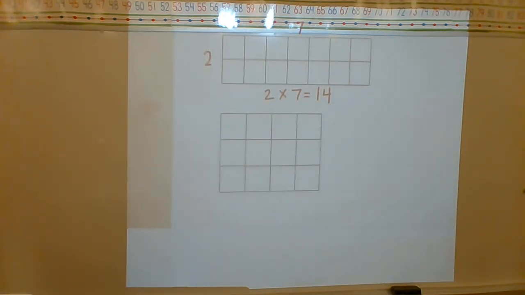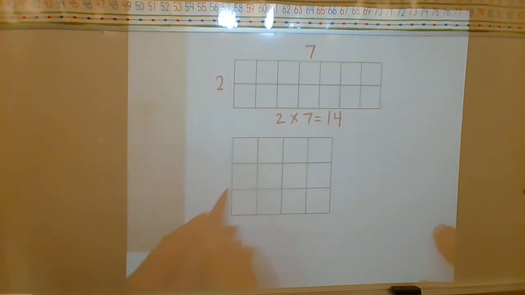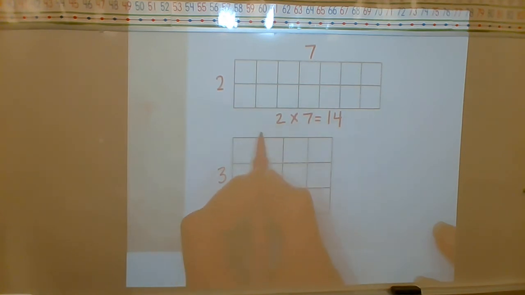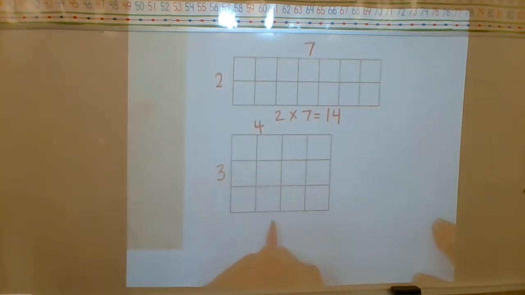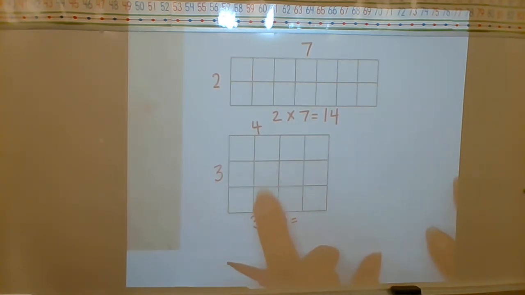Let's try another one. How many rows? That's right, 3 rows. How many in each row? That's right, 4. So we could label this array as a 3 by 4 array. And what is 3 times 4? Sing it with me. 3, 6, 9, 12. That's right, we use 12 tiles to make that array.